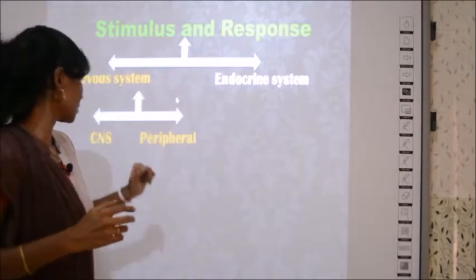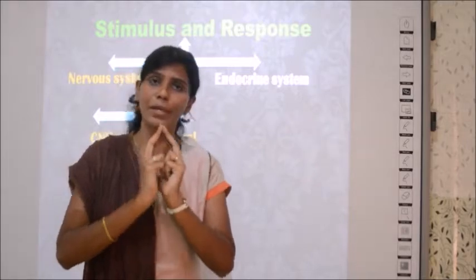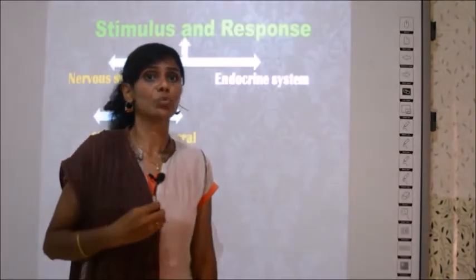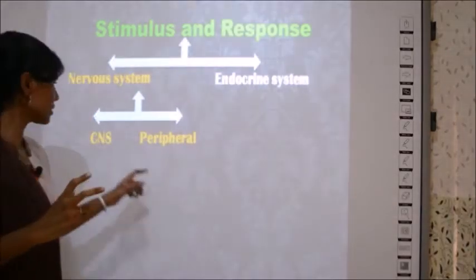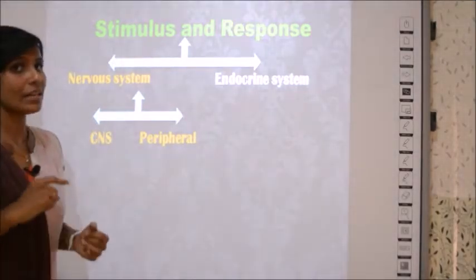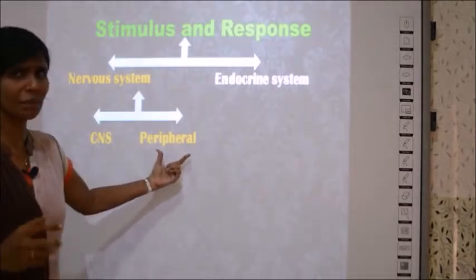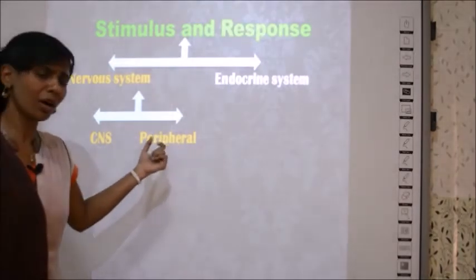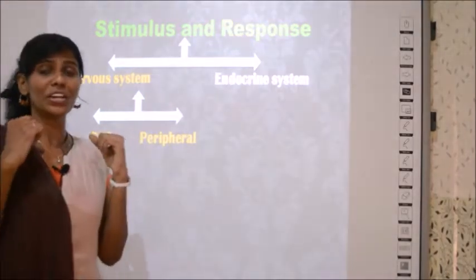So this nervous system, actually there are two types of nervous system in your body. What are they? The central nervous system and the peripheral nervous system. CNS stands for central nervous system. And one more type of nervous system, the peripheral nervous system. Why do you call it central nervous system? Central is something very main, right?